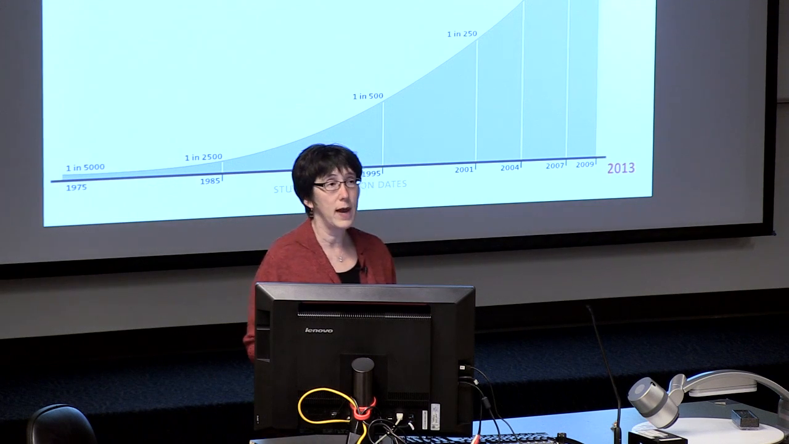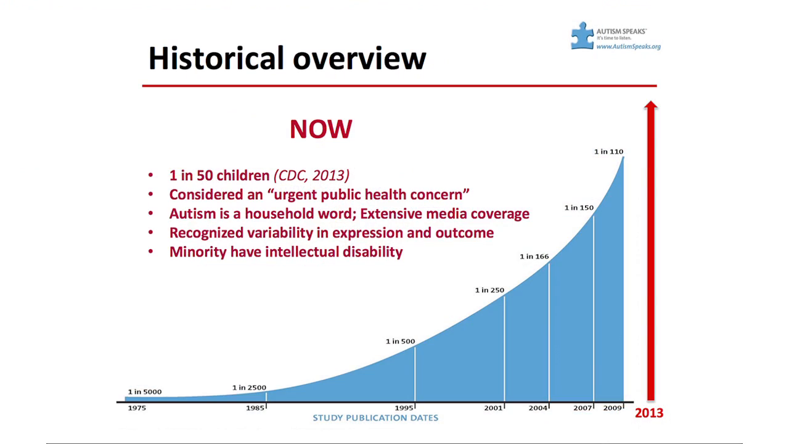So now things are a little bit different. The prevalence is way up here now. The newest report that just came out a couple weeks ago said that autism is now 1 in 50 children. It's considered an urgent public health concern. And now, as you know, it's a household word. It gets lots of media coverage.